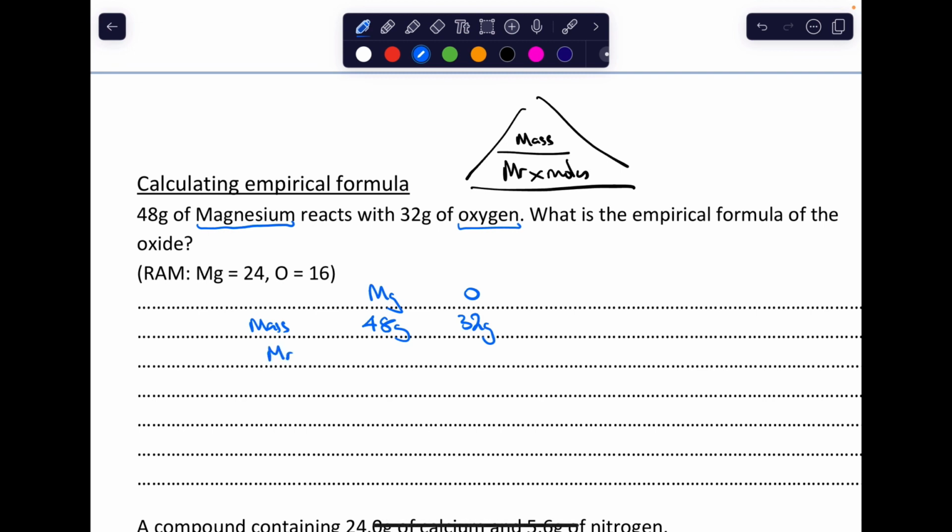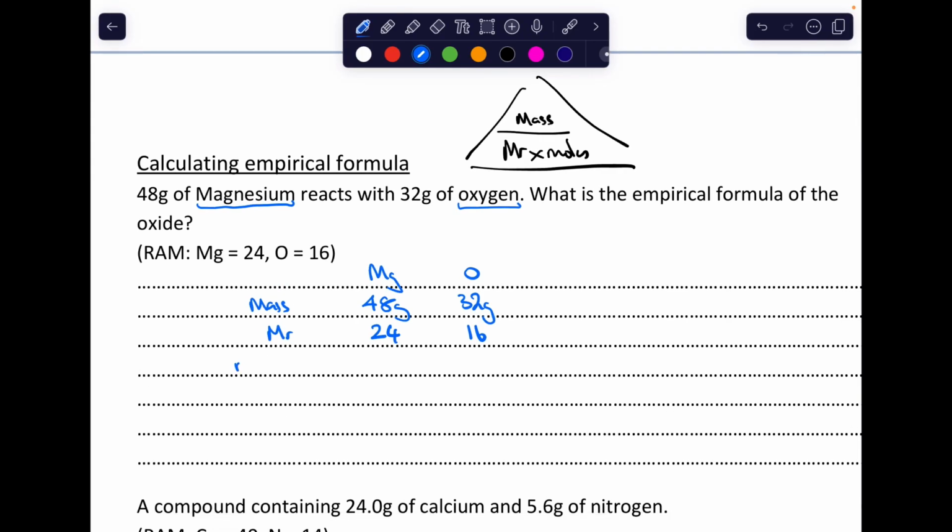So these are atoms. So the MR is the mass of the atom. You can see from what's been given in the question, we've got 24 for magnesium and 16 for oxygen. So we've got the mass, we've got the MR, so we now find the moles. The moles is mass divided by MR, which is why we write it like this, because it's this number divided by this number. So my moles here is going to be 48 divided by 24 and 32 divided by 16. That's going to give me 2, and that is also going to give me 2.